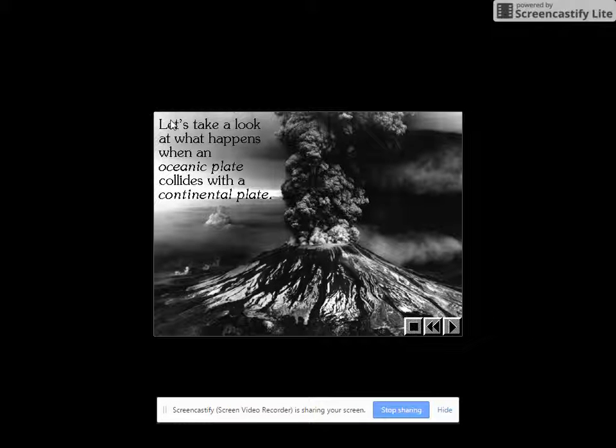So we started looking at this one, I believe. It's going to show ocean to ocean. Nope, we're going to look at ocean to continent first. So let's see what happens when ocean to continent collide, and you can probably predict a volcano is going to result.